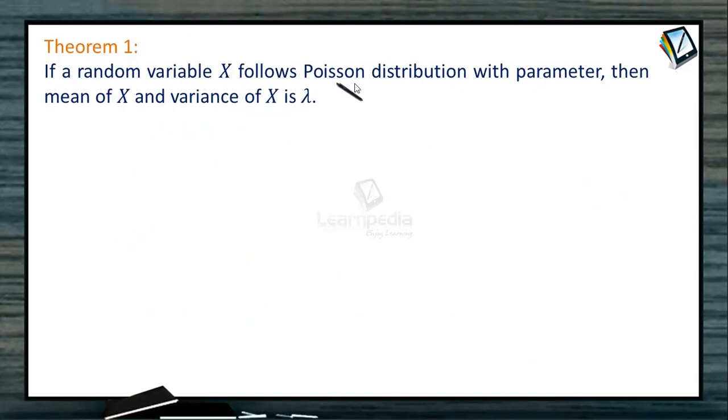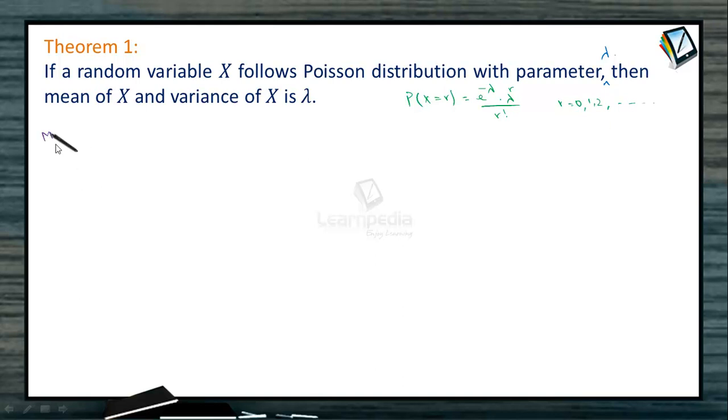If a random variable x follows Poisson distribution with parameter lambda, then the mean of x and the variance of x is lambda, that is the same as the parameter in the Poisson distribution. So let's prove this idea with a parameter not printed here. It's going to be lambda. So what does Poisson distribution give us? Yes, P of random variable x equal to r is given by e to the power of minus lambda into lambda to the power of r by r factorial, where r can take the values ranging from 0, 1, 2 up to infinite, right? So let us calculate the mean first.